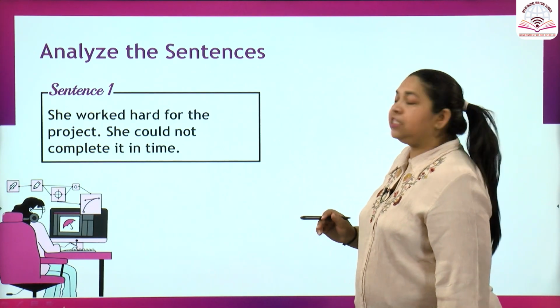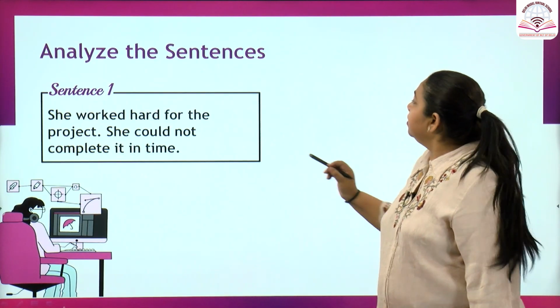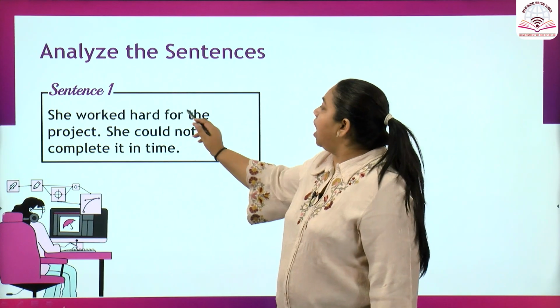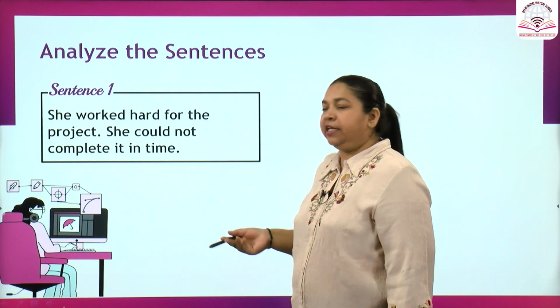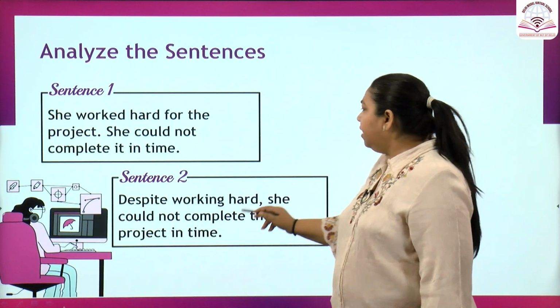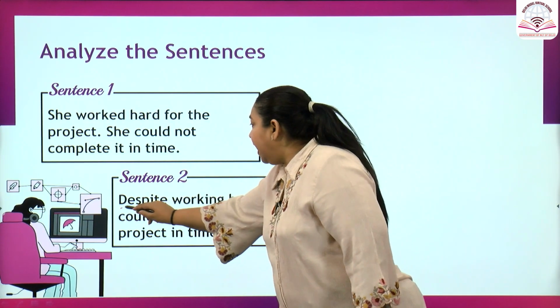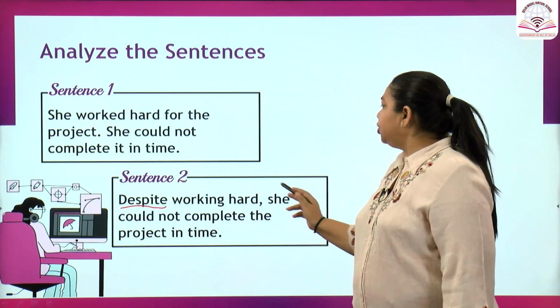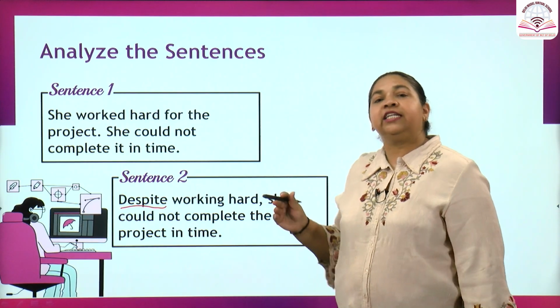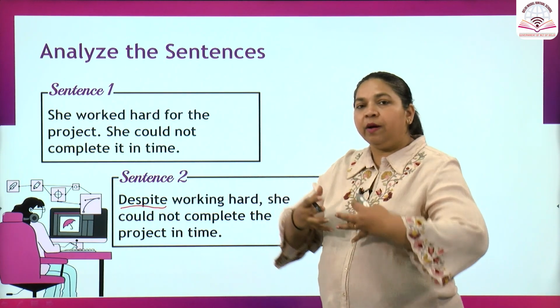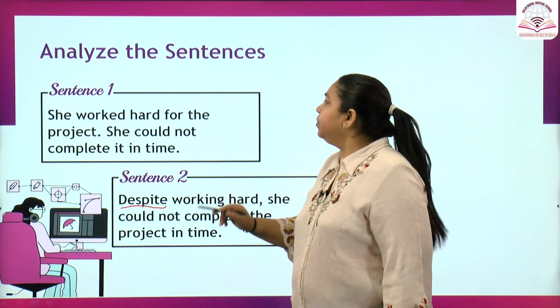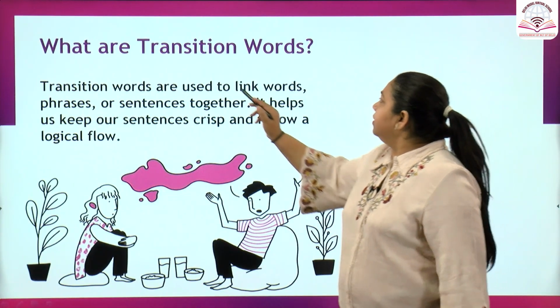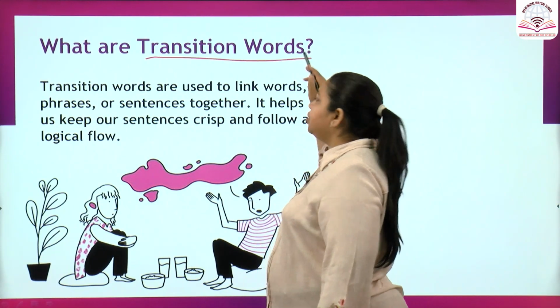Let's analyze these two sentences. First is, she worked hard for the project, she could not complete it in time. Now it's again written here, despite working hard, she could not complete the project in time. So we have combined the two sentences using one word. What is that word? That is transition word.